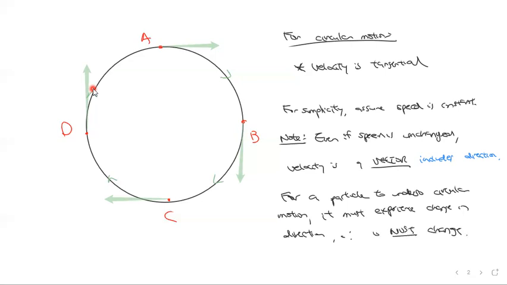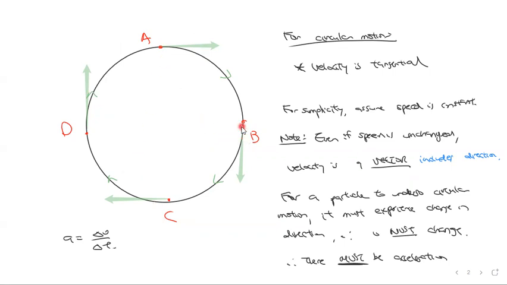So if velocity is changing, as we have established, what must the particle be undergoing? What must it experience? Acceleration. Exactly. By definition, acceleration is a change in velocity over time. Therefore, there must be acceleration.